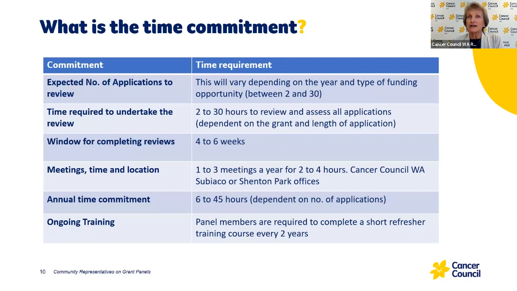In addition to that, there'll be 1 to 3 meetings a year, and those meetings can run for 2 to 4 hours. They're almost always at the Cancer Council WA Subiaco or Shenton Park offices. So this adds up to an annual time commitment of between 6 and 45 hours, depending on how many applications you are involved in assessing. On top of that, there's just a short refresher training course that you're required to do every 2 years. So it's a contribution, but I find it very manageable within the time frame that you're allocated, and the process works extremely well.